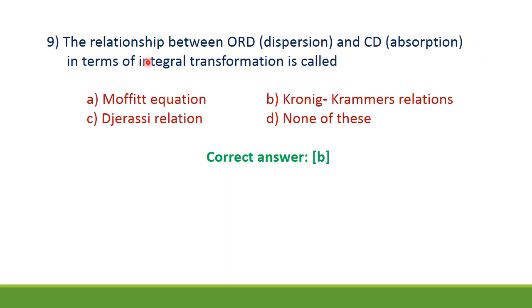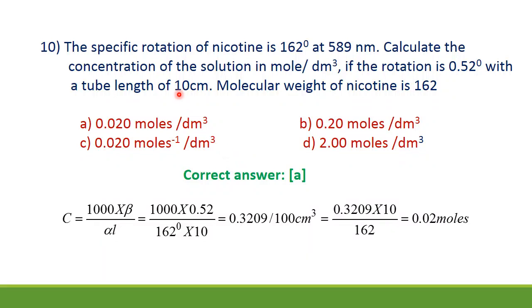The relationship between ORD dispersion and CD absorption in terms of integral transformation is known as Kronecker-Kramer relation. The correct answer for this question is B. ORD and CD, the relation between them is called Kronecker-Kramer relations. Correct answer is B.